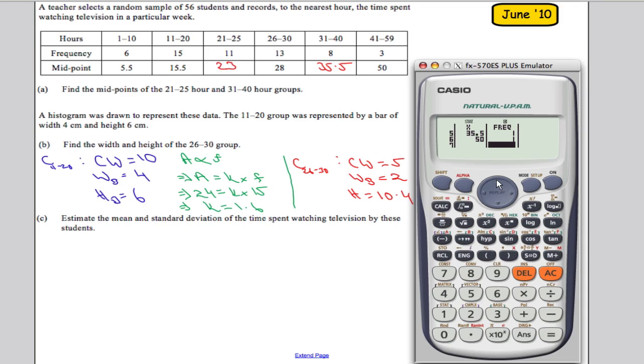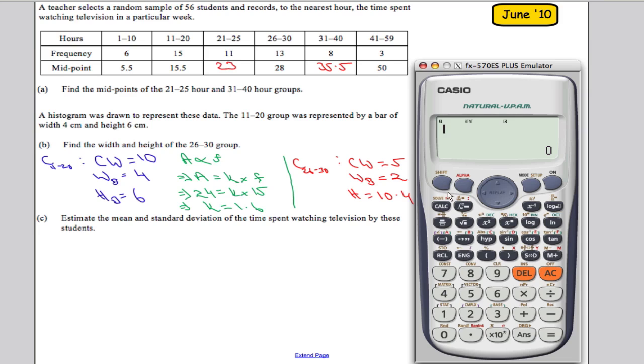And now I'm going to go up and just alter these frequencies. So the first frequency is 6, next is 15, then we have 11, 13, 8, and 3. Okay, once they're all entered, just hit AC, that will take us back.